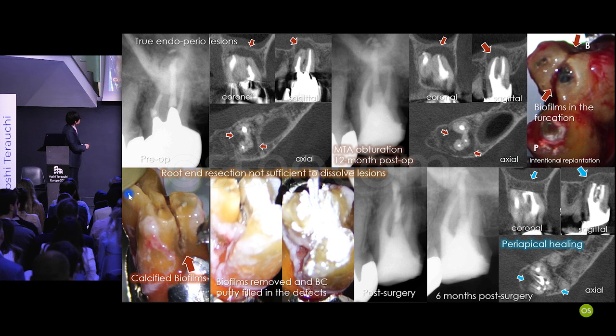What I did was I removed the infection from the space between the two roots, and I pushed MTA into the small space, the defect. Look at the space between the two roots. I actually removed the cementum and dentin, and I put MTA. This is the MTA I placed between the two buccal roots. I waited 6 months, showing nice periapical healing. So it's very important to provide both endo and perio treatment.